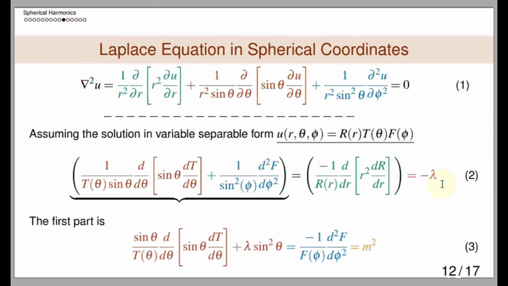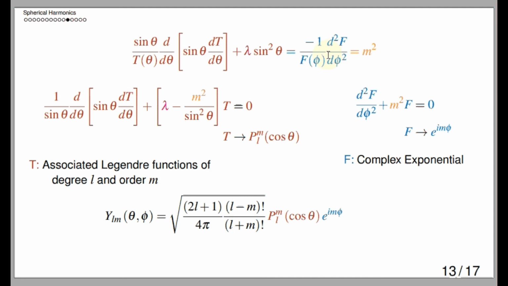And taking the first part alone, we can rewrite it such that the first part will be a function of theta alone and the second part will be a function of phi, which will be equal to m square. And taking these two parts separately, what you get is this, and the first equation will lend itself into what we call associated Legendre functions, and the second one will lead to the solution of a complex exponential. That is how we get the spherical harmonic function, and this normalization constant is to make them orthonormal.